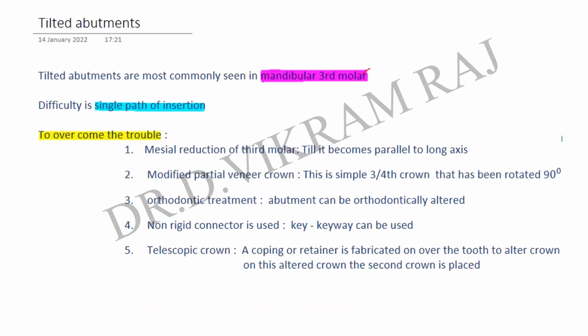Tilted abutments are most commonly seen in the mandibular third molar. The main problem we encounter is that a single path of insertion cannot be established. To overcome the problem, mesial reduction of the third molar is done and the crown is modified to a partial veneer or three-fourths crown, or orthodontic movement can be done, or a non-rigid connector can be used, and a telescopic crown can be used. That is, we can place a crown which acts as paralleling. Suppose in the mandible 38 is present and 37 is missing, then 36 and 38 will be made parallel with the help of a telescopic crown.